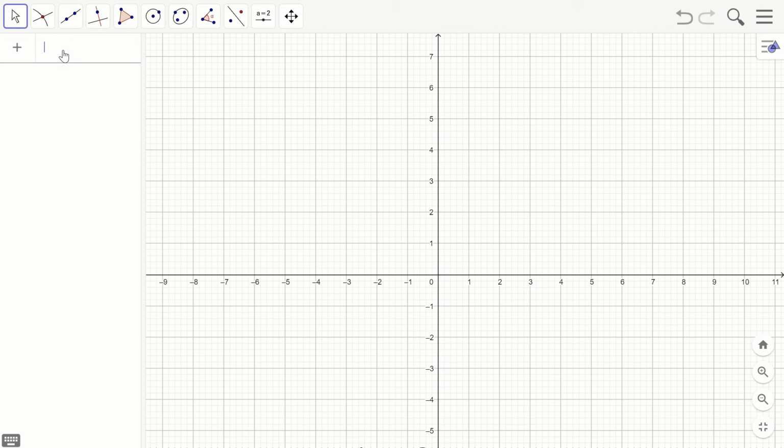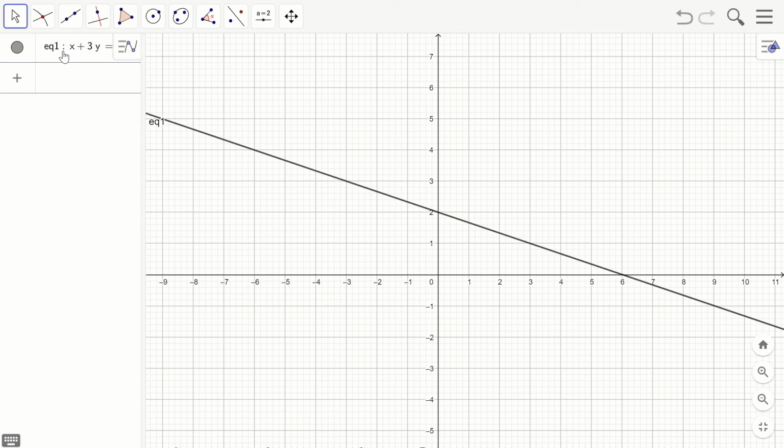Alright, we are now on our third situation, and let's have the first equation. This is x plus 3y equals 6, and you can see it is graphed here. Let's now go to our second equation, which is 2x plus 6y equals 12. Now, as you can see here, these two lines are coinciding.